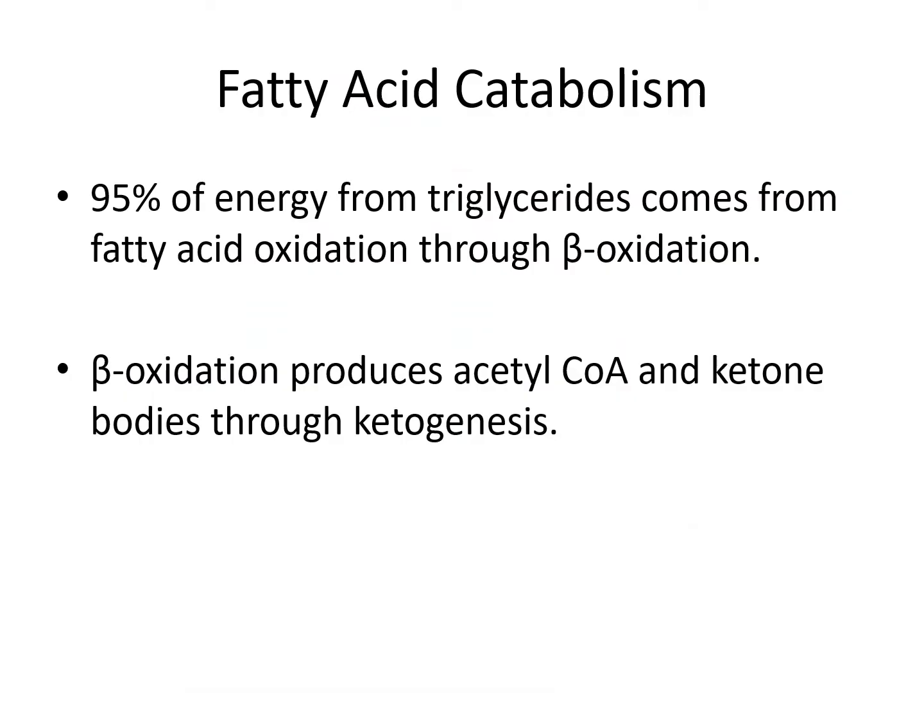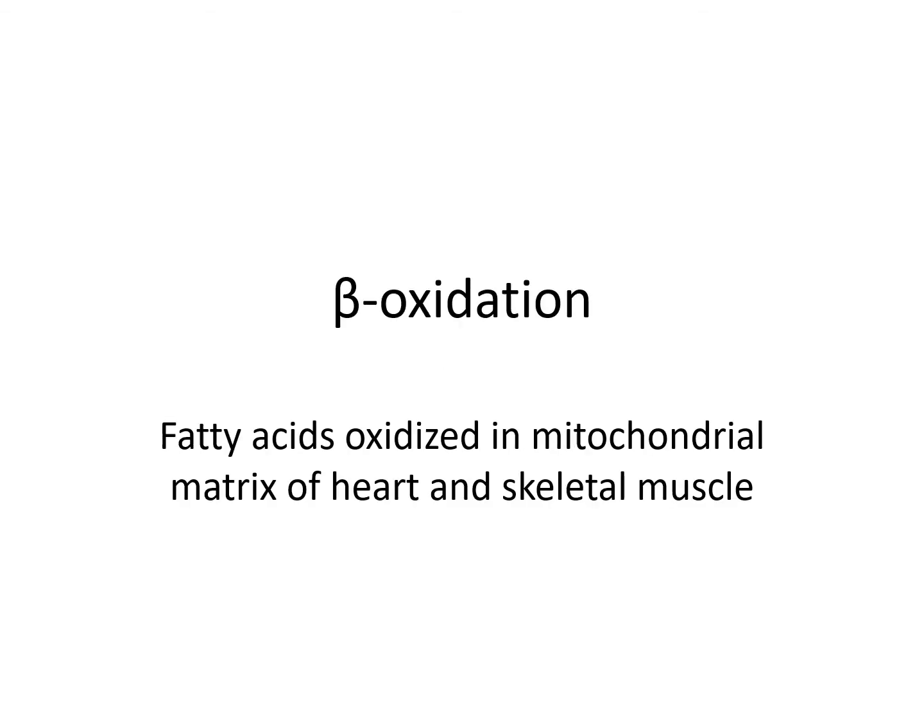Now, fatty acid catabolism is unique because most of the energy from triglycerides comes through a process called beta oxidation. As a result of beta oxidation, we produce a molecule called acetyl-CoA, which we saw already entering the Krebs cycle, or the citric acid cycle. And as a process, ketone bodies are produced through ketogenesis. We mentioned ketone bodies briefly in previous lectures, and we'll talk about them more this time.